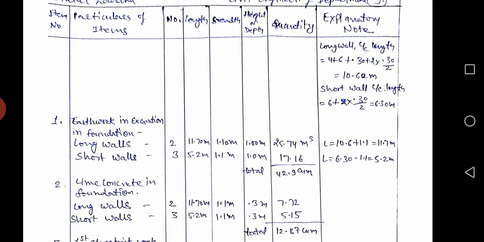Then in the question, the first item is to find the earthwork in excavation in foundation. Because it is the separate wall method, we first calculate the long wall. The number of long walls is 2. Then the length we already calculated, L equals 10.6, but this is the length of the plan for the boundary wall. But for earthwork in excavation in foundation, the width is 1.1 meter.